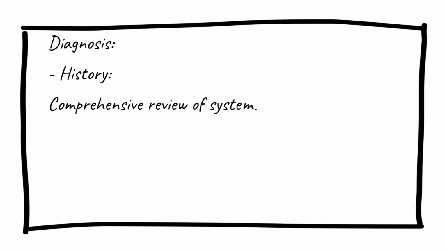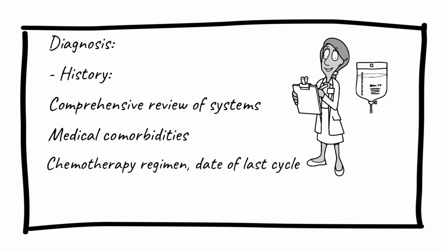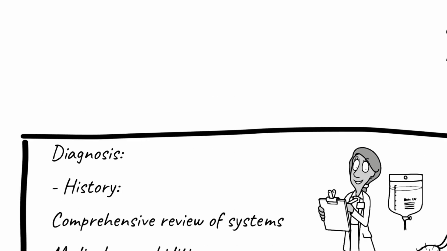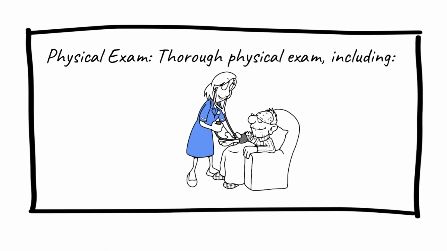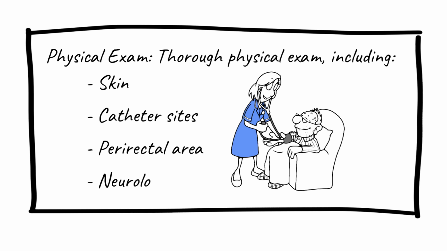For diagnosis, we will start with a thorough medical history, which will include a comprehensive review of symptoms, medical comorbidities, chemotherapy regimen, date of last cycle, prior infections, antibiotics, and resistance. We will also perform a thorough physical exam, including the skin, catheter sites, perirectal area, and neurological exam.